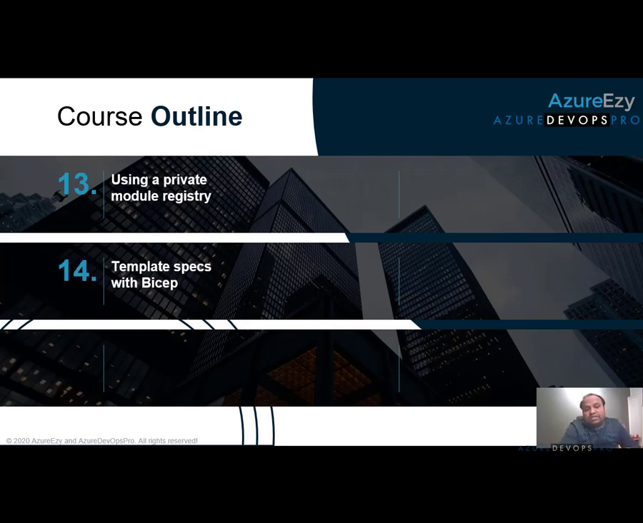And then the next lesson will be template specs. So it's another way of reusable infrastructure, which is again coming from ARM template as well. ARM template does have template specs. So similarly, Bicep lets you use template specs, so you can reuse some of the infrastructure components being defined or configured by some other team.